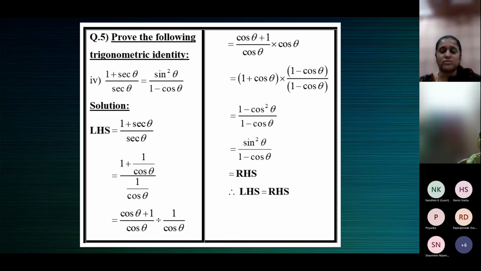1 minute. I'm looking into my mobile. 1 minute.